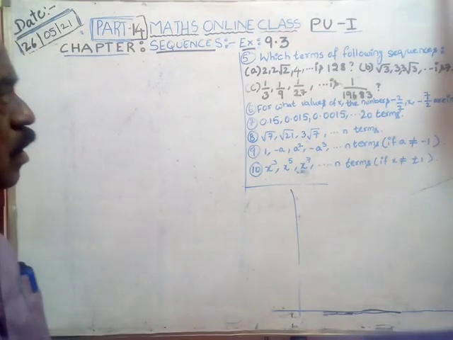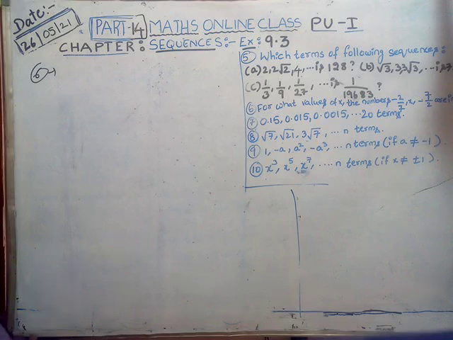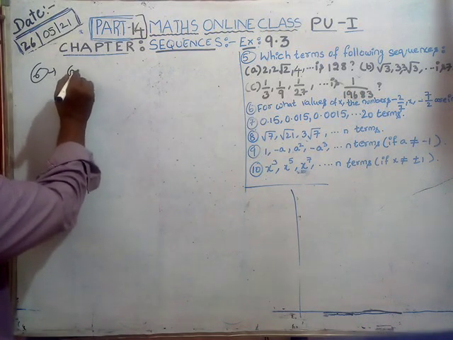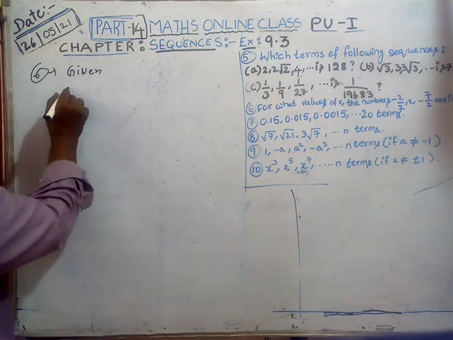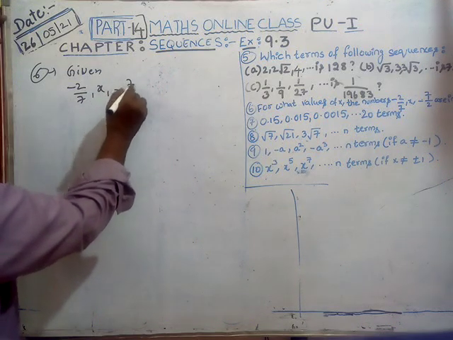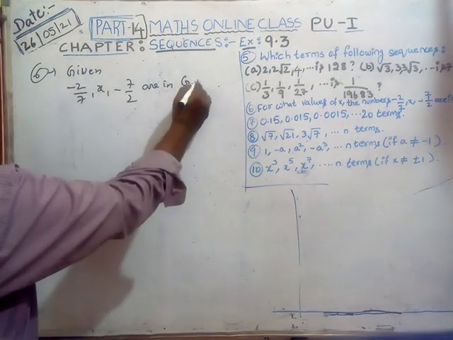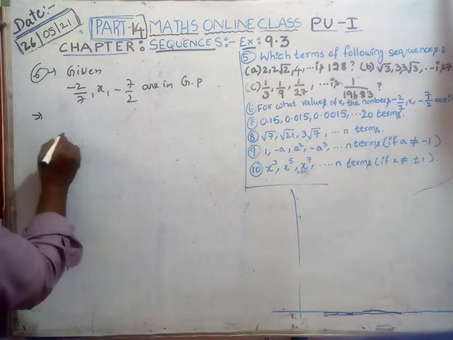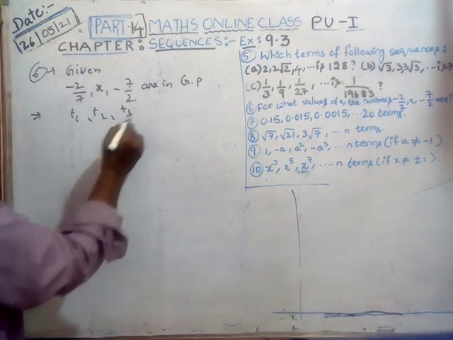Okay? Now, sixth problem. For what values of x are the numbers given, what is given, minus 2 by 7 comma x comma minus 7 by 2, in GP? They are in GP. That implies it is T1, it is T2, it is T3. Okay?